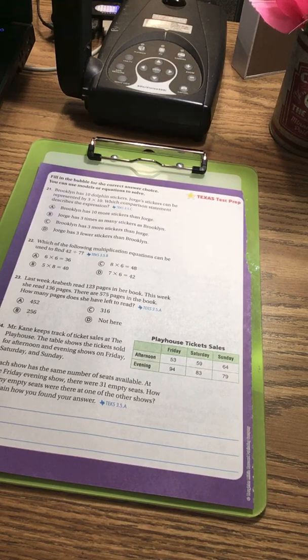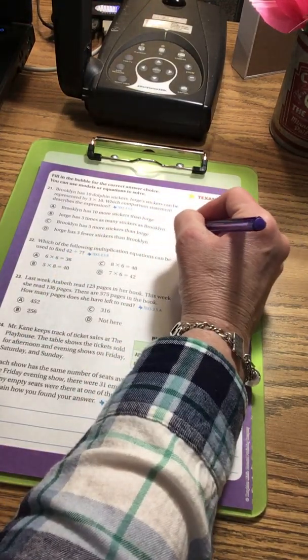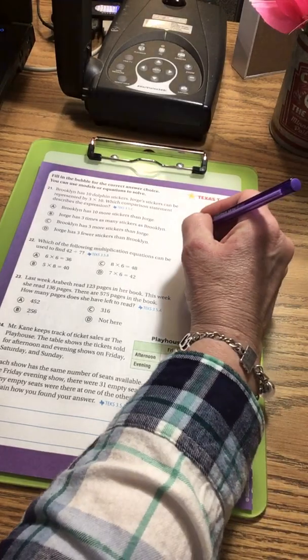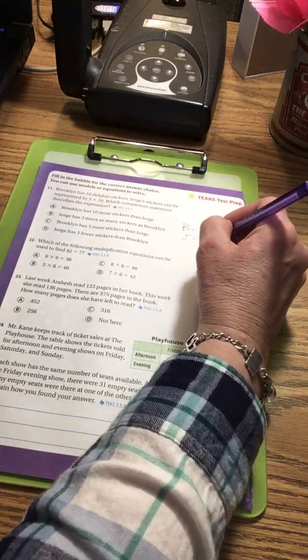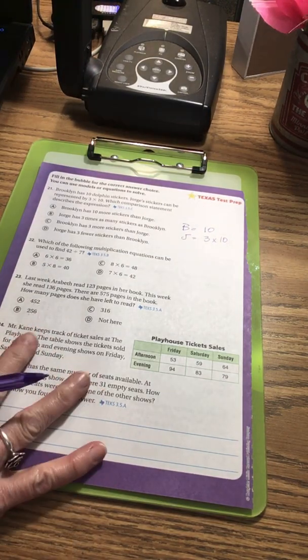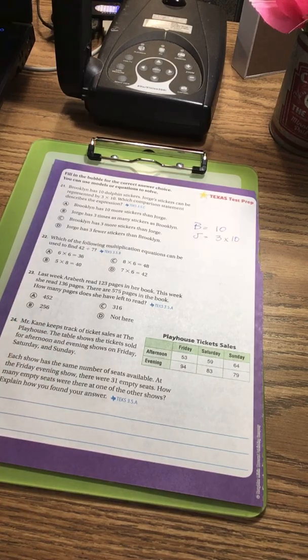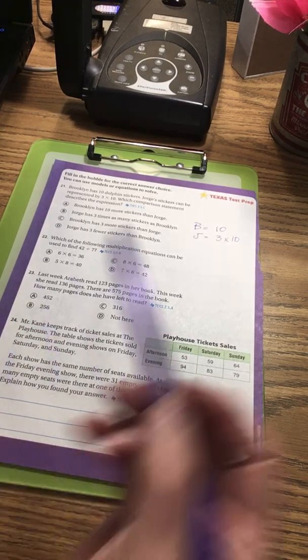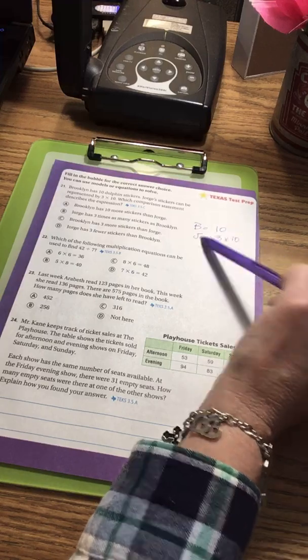21 says, Brooklyn has 10 dolphin stickers. Jorge's stickers can be represented by 3 times 10. Which comparison statement describes the expression? Okay, so think of it. Brooklyn equals 10, right? Jorge is 3 times 10. Okay, so which one of these, can you see it okay? Which one of these comparison statements describes this information?